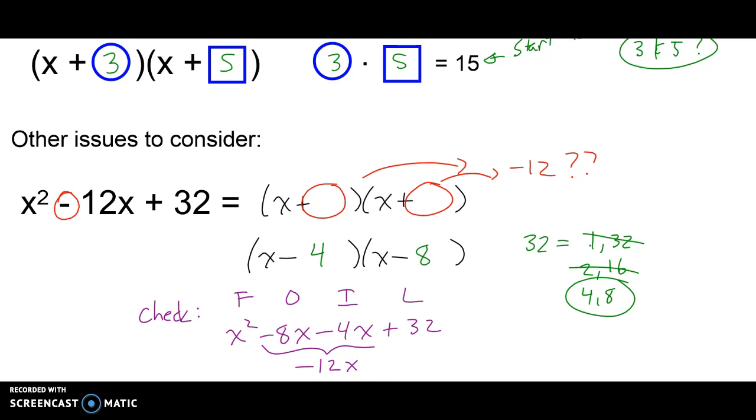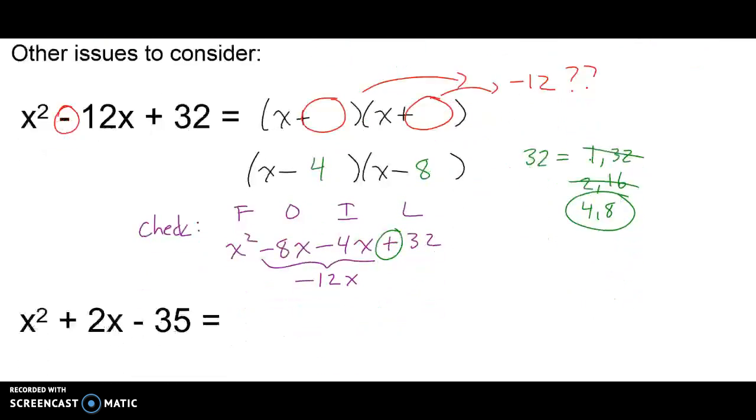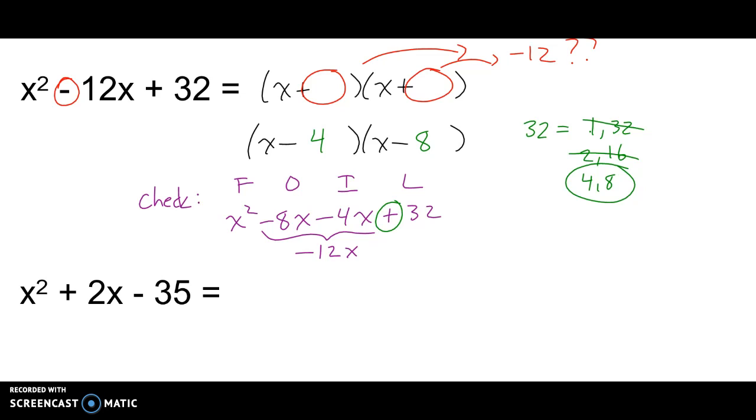So, first, outside, inside, last. Notice the negative 4 times the negative 8, negative times negative. That's why we end up with a positive 32 at the end. It works. Now, where the minus sign is, that really matters. Compare this one to the previous one. Here, if you use two positive numbers, there's no way you're going to get a negative 35. That's not going to work. And if you use two negative numbers, that's not going to work either. Negative times negative, like we saw in the problem just a second ago, that's not going to make negative 35. That would make positive 35.